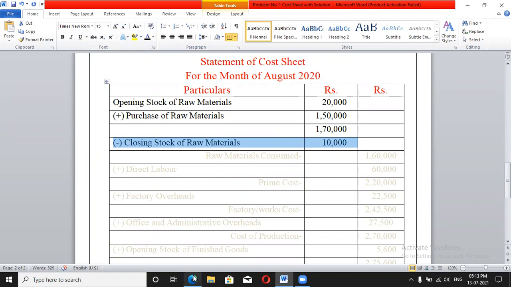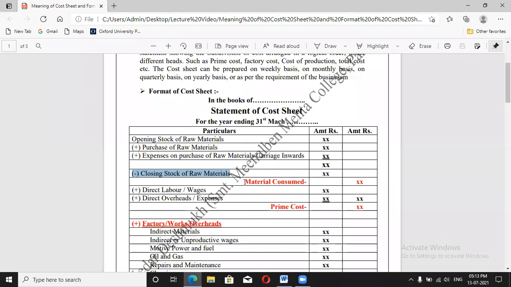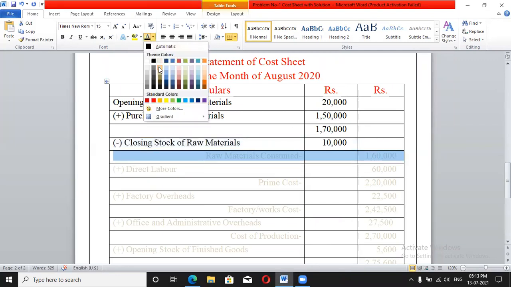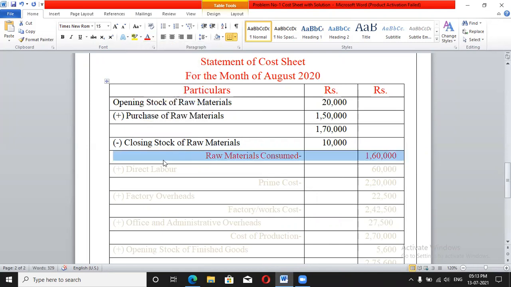In the next step, by subtracting the amount of closing stock of raw material, we get the amount of material consumed. Subtract 10,000 from 1,70,000, then we get the amount of material consumed. 1,70,000 minus 10,000 gives 1,60,000. So this amount is called raw material consumed.